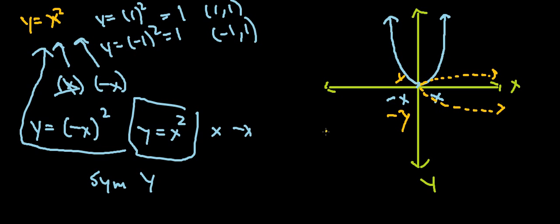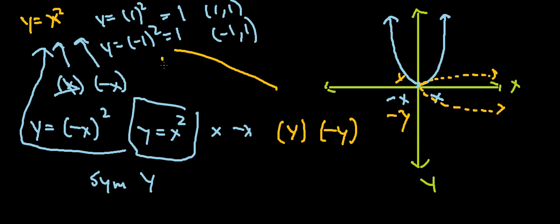So in order to test for symmetry with respect to the x-axis, instead of replacing positive x with minus x, we replace positive y with minus y. So if we get the same thing for y and minus y in our original equation, then it is symmetrical with the x-axis. But we already know that it's not going to be.